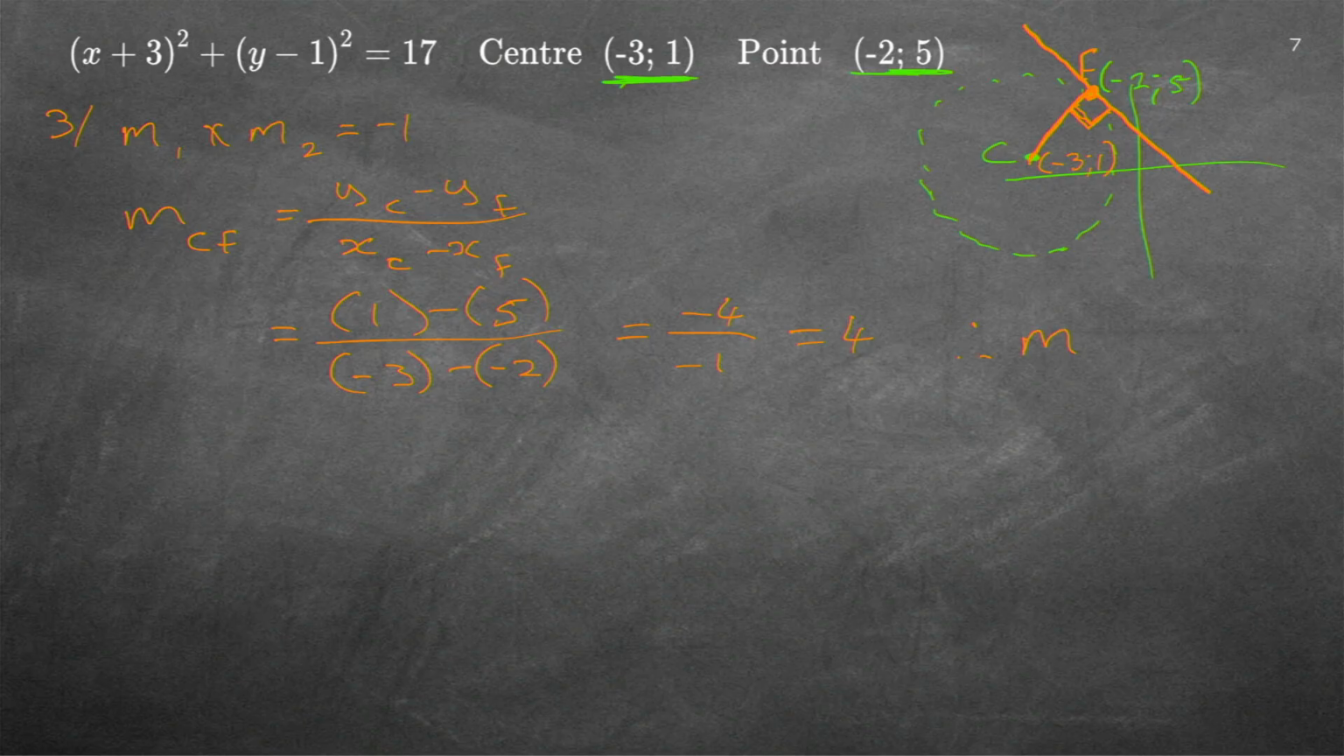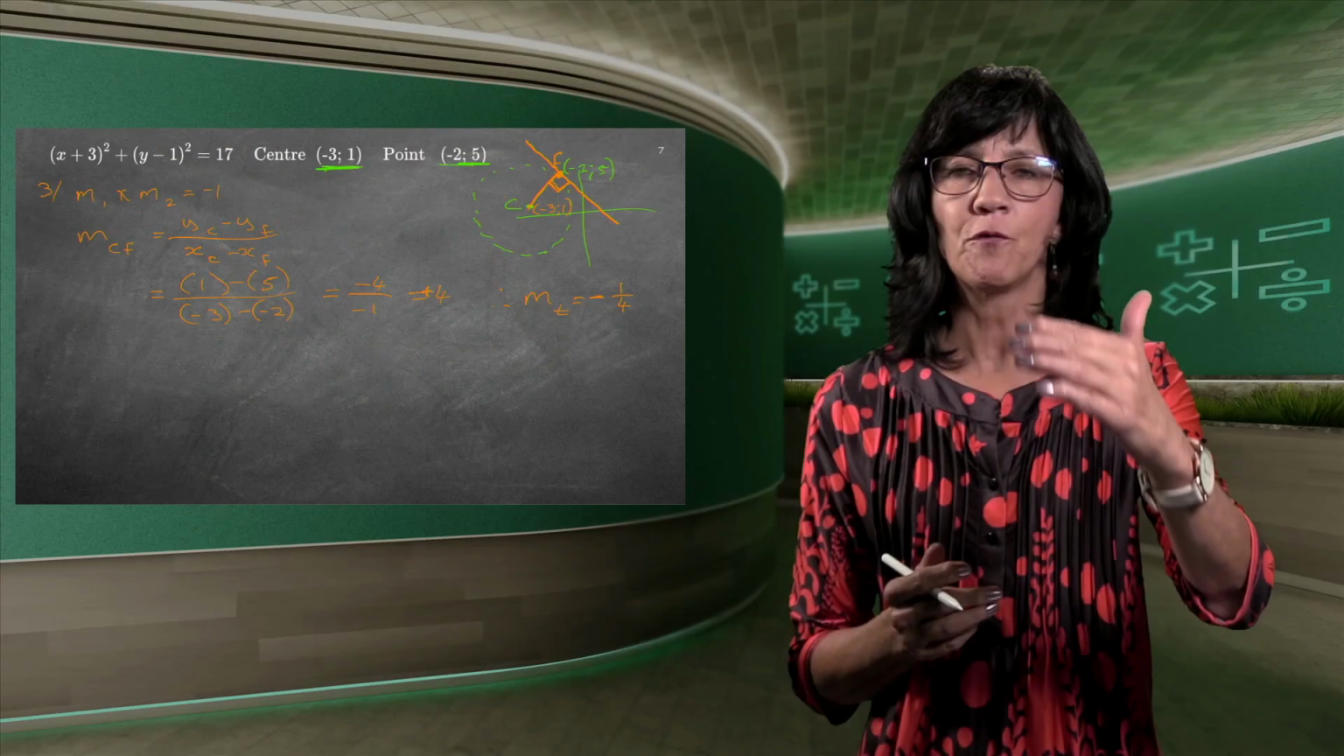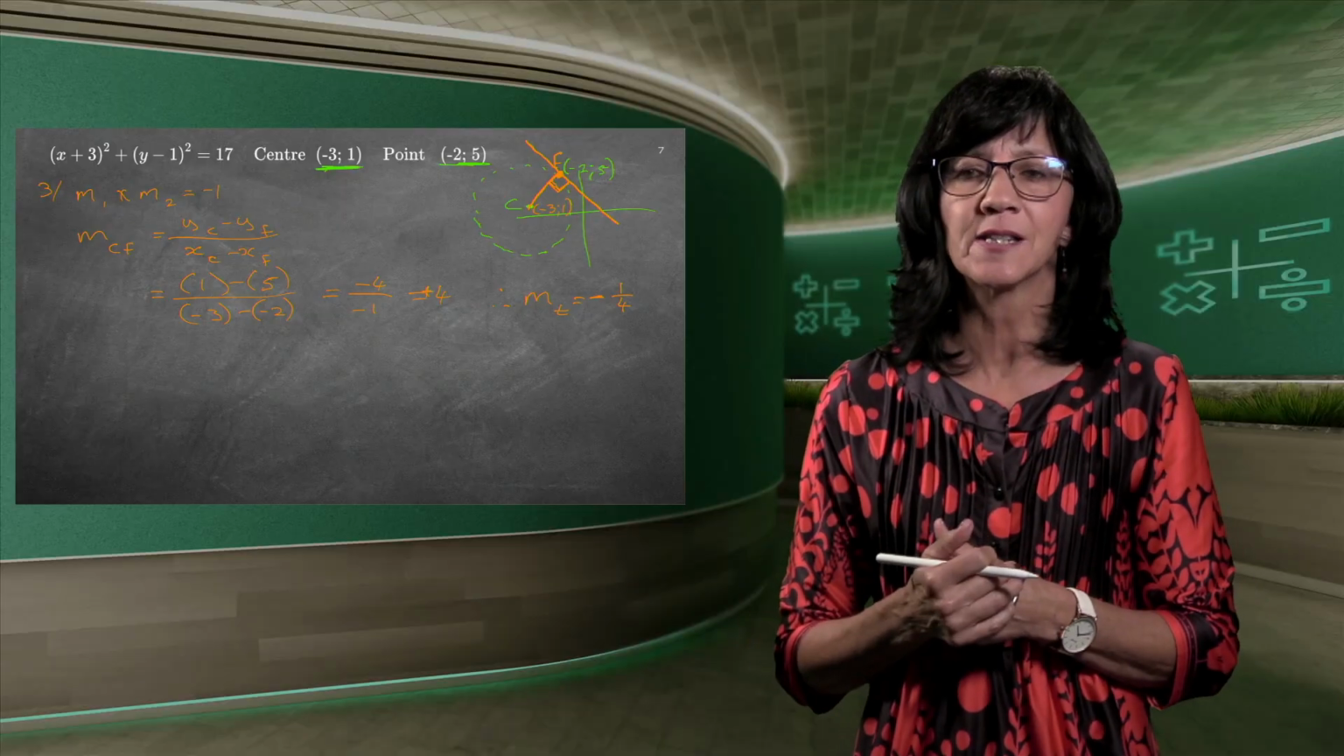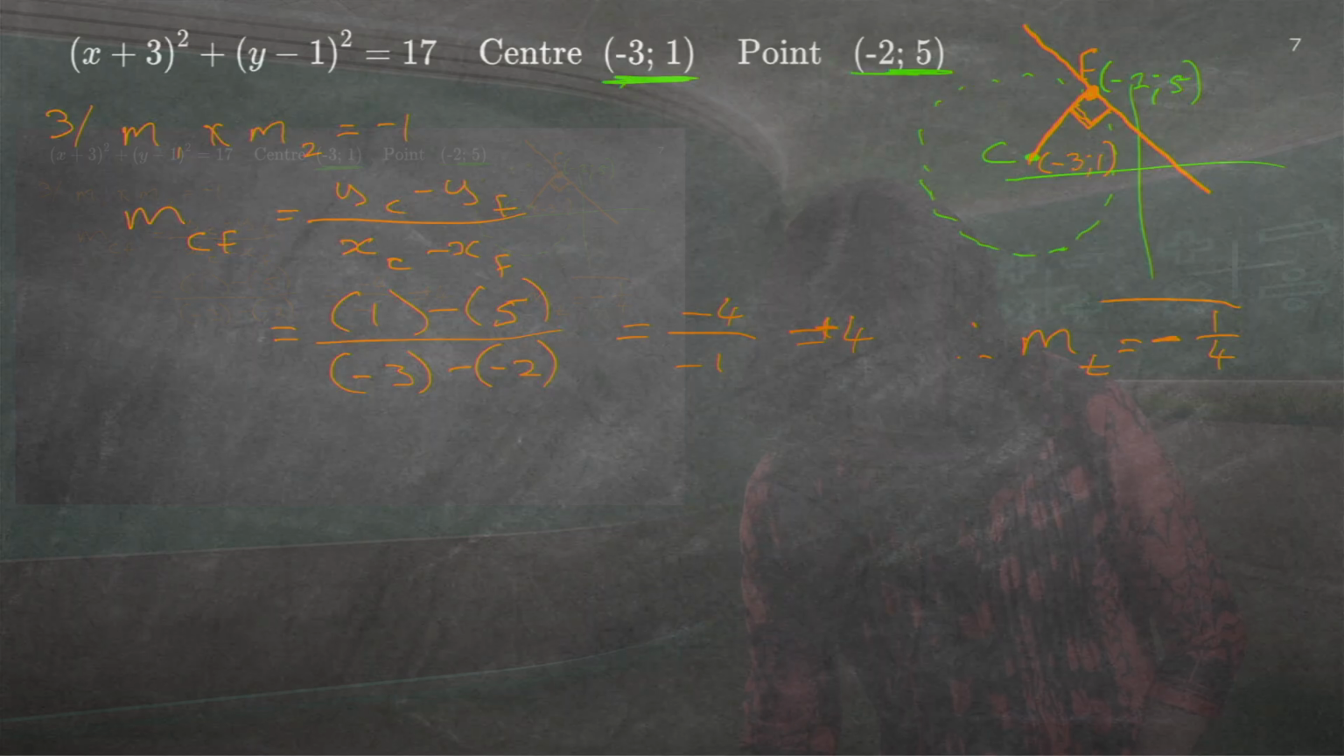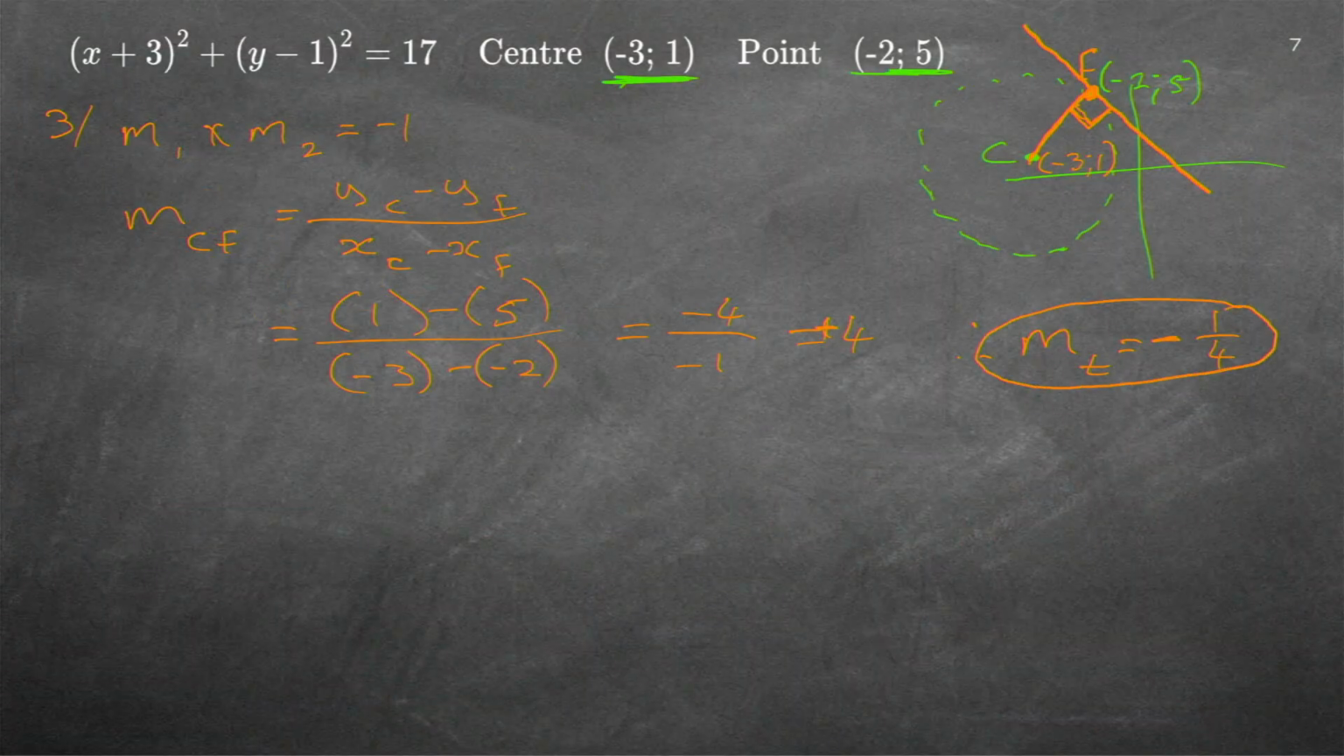So therefore, my gradient of my tangent is the other sign. This was a plus, so I need to change the sign and I need to flip around that 4. 4 is actually 4 over 1, so if I flip it around, it's minus a quarter. So there is the gradient of my tangent, and there is the point on my tangent.